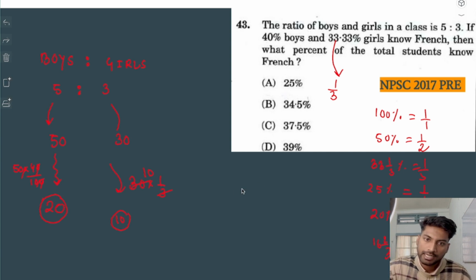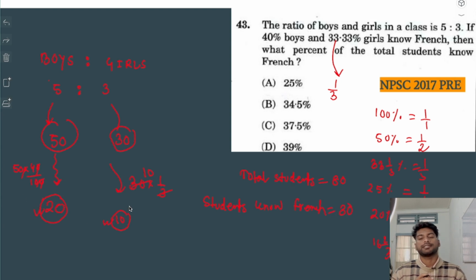Now tell me, how many total students were there? You will say, sir, 80. Why? Look, we just assumed 50 boys and 30 girls, so 80 students. Out of 80 students, how many know French? You will say, sir, 30. How? 20 boys and 10 girls, so 30 students know French.